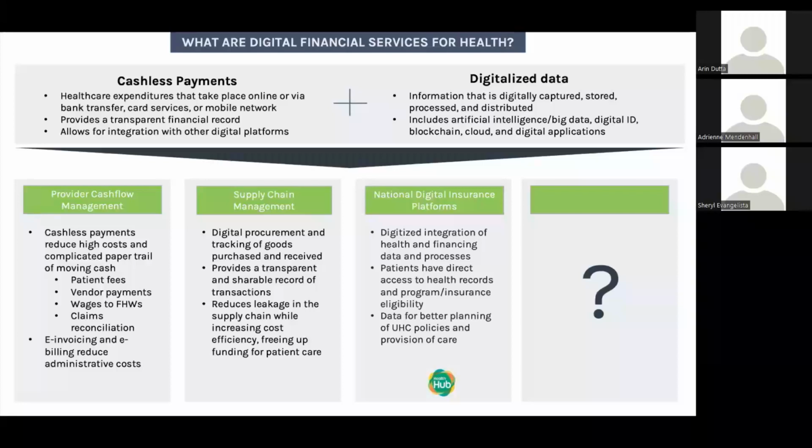And then also just on the business management side, being able to use e-invoicing, e-billing is going to drastically reduce the administrative costs. And then we can also look at use cases in supply chain management.